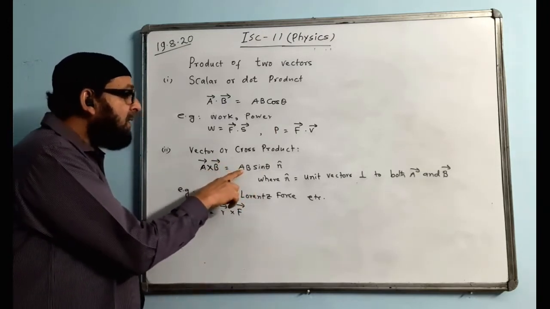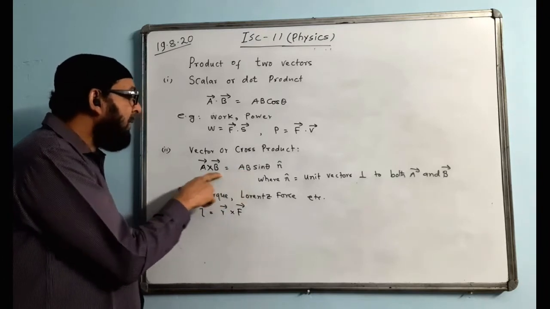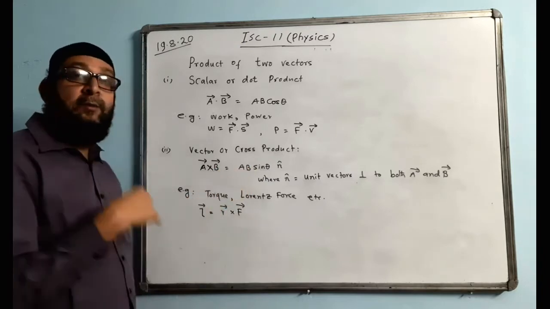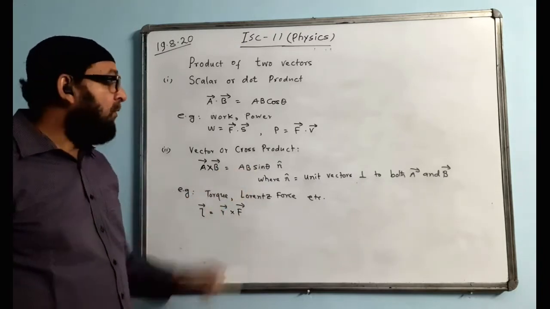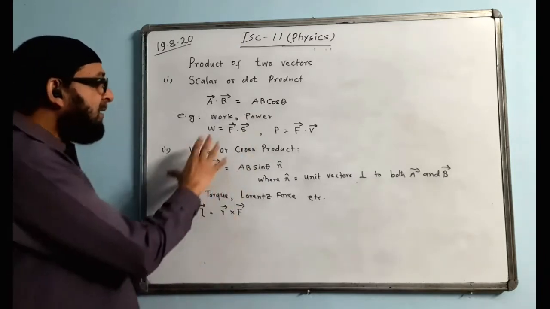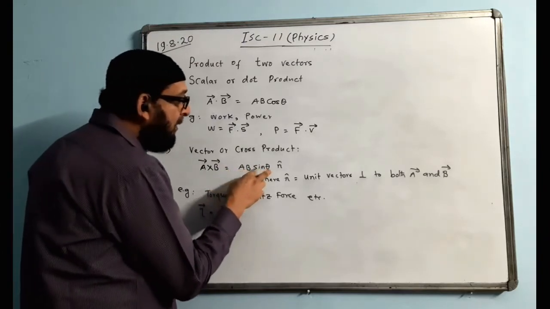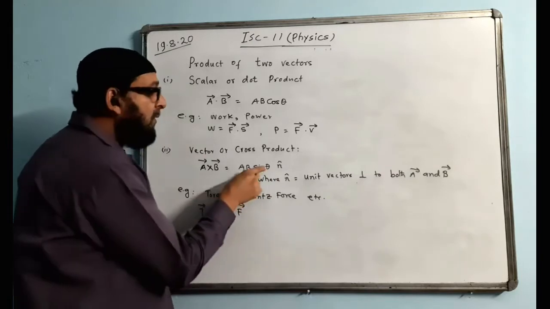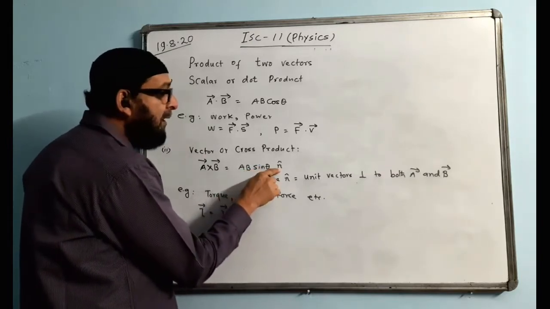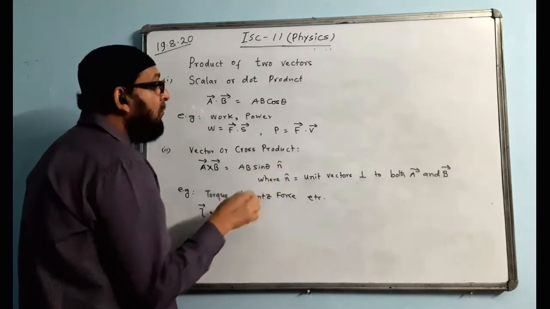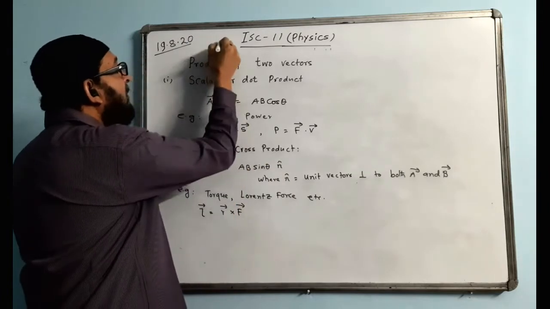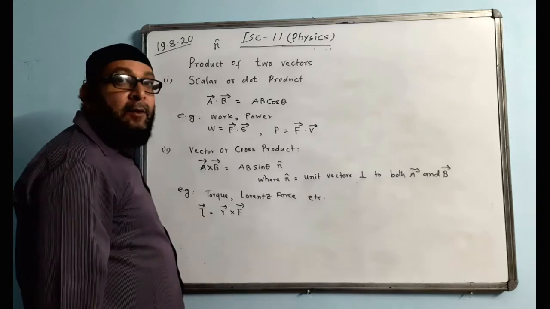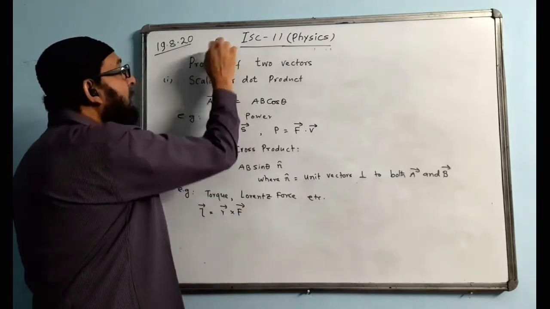A without arrow means A is the magnitude of vector A, B is the magnitude of vector B, and theta is the angle between the two vectors, but it has to be measured in terms of sine, not in terms of cos. And since the answer is going to be a vector, but this answer is coming only in the form of magnitude, we will be giving a direction by writing n cap. On top we write this symbol, which we read as cap or hat. We can call it n cap or n hat.